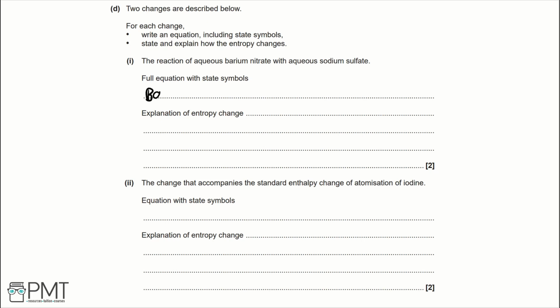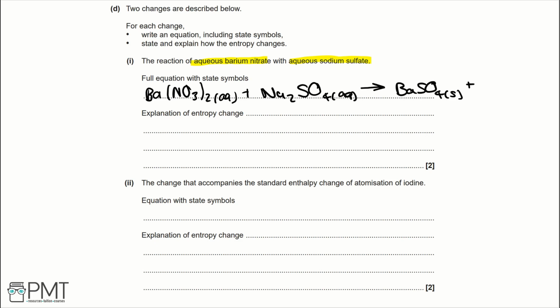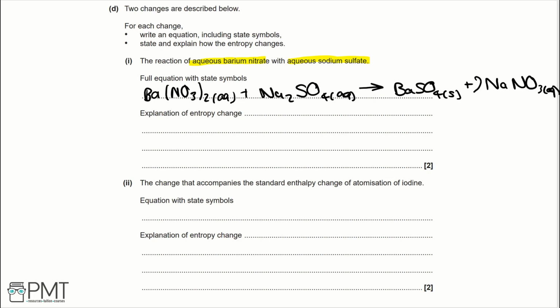Barium nitrate, Ba(NO3)2 aqueous. We know this because we're told it's aqueous barium nitrate in the question, and then plus aqueous sodium sulfate, and that is Na2SO4 aqueous, and it produces barium sulfate, which is a solid, and sodium nitrate, which is an aqueous solution. And we need to balance by putting a 2 in front of our sodium nitrate.